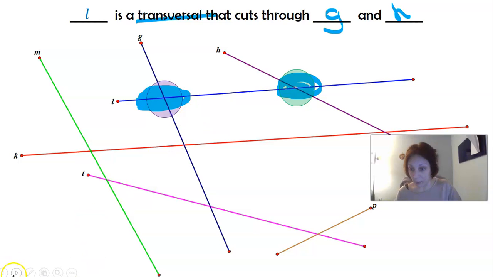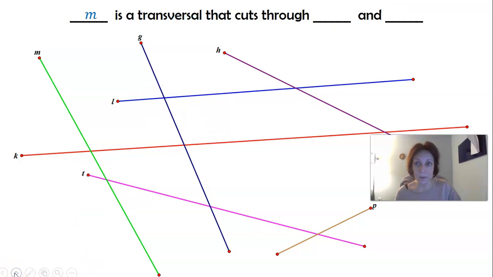Okay, let's look at another one. Go ahead and give this one a shot. Write the sentence down, and then I'm going to ask you to fill in your sentence here. All right, so M is a transversal that cuts through blank and blank. So let's find M.